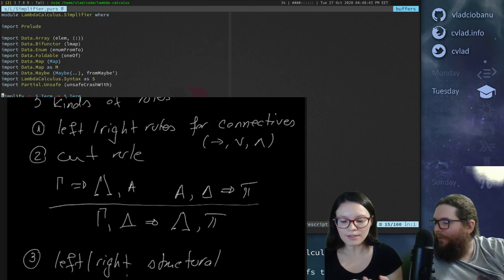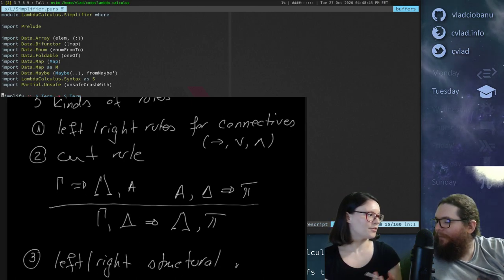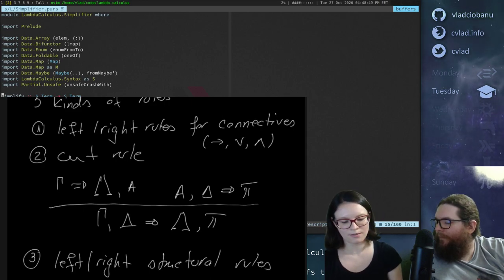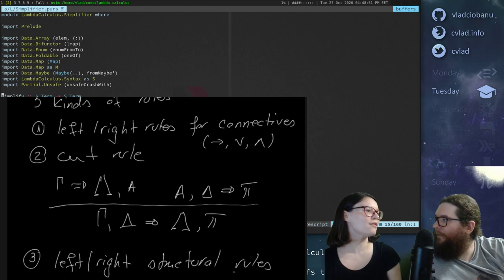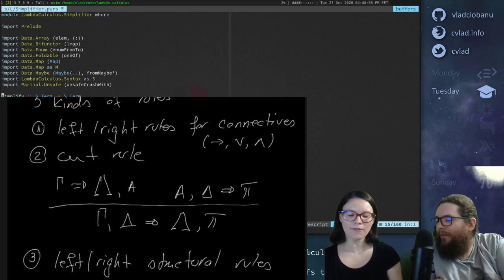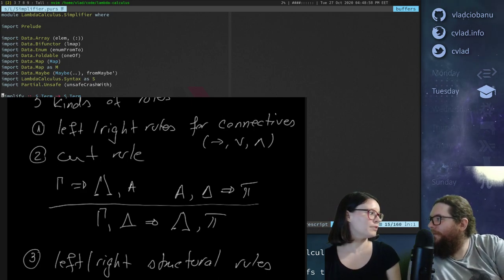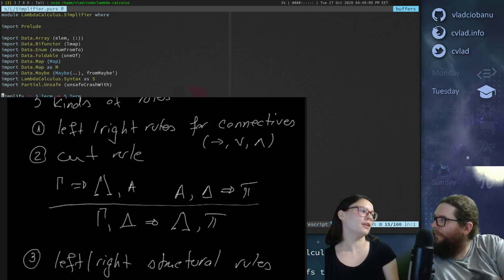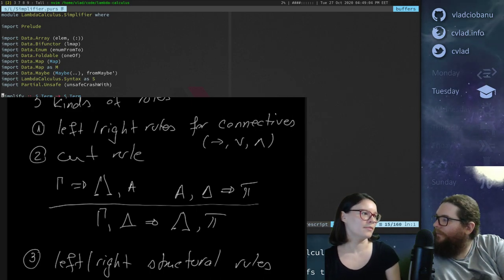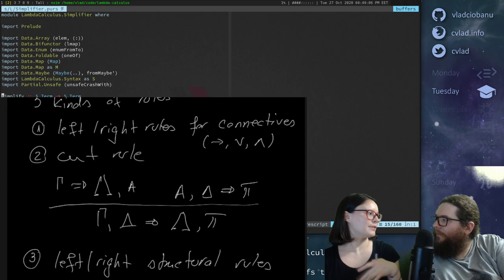Usually, when you introduce a sequent calculus for a logic, you introduce the rules for connectives, a cut rule, and your structural rules. And then you show that you don't need the cut rule. You show that each proof you would do with the cut rule, you could do without it. And usually they give an algorithm for how you can bypass the cut rule.